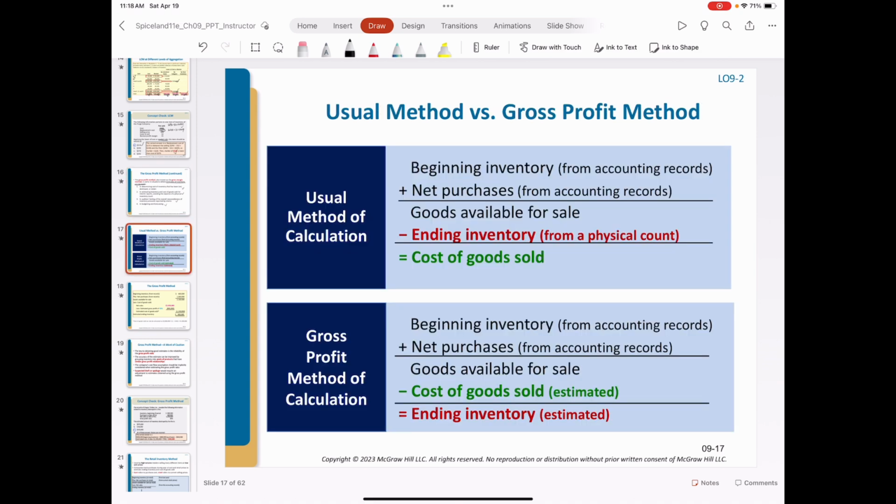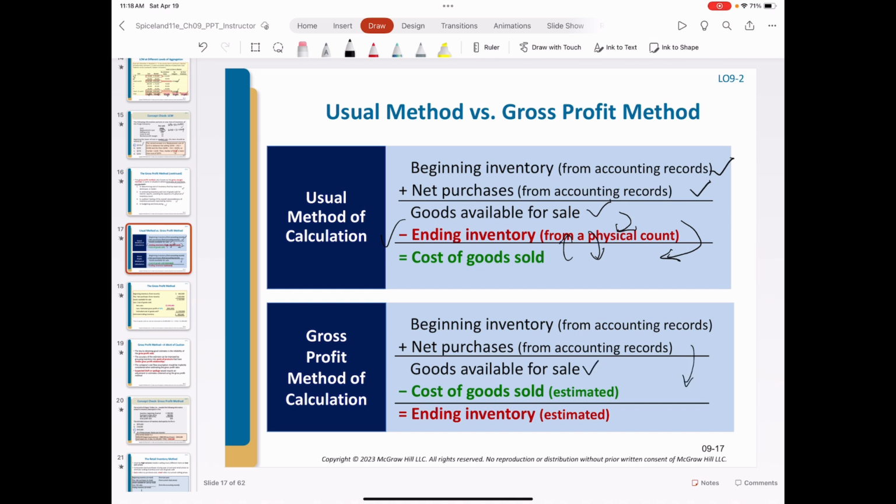Remember, we have this equation. The beginning balance of inventory plus the purchase, that's goods available for sale. And these goods available for sale are either sold as the cost of goods sold or unsold as ending balance of inventory. So now we need to estimate the ending balance of inventory. We just change the position of these two variables.